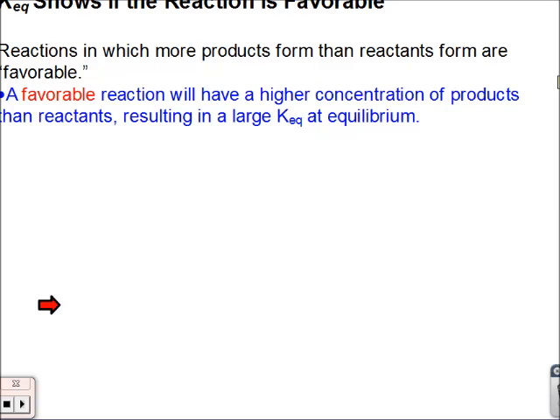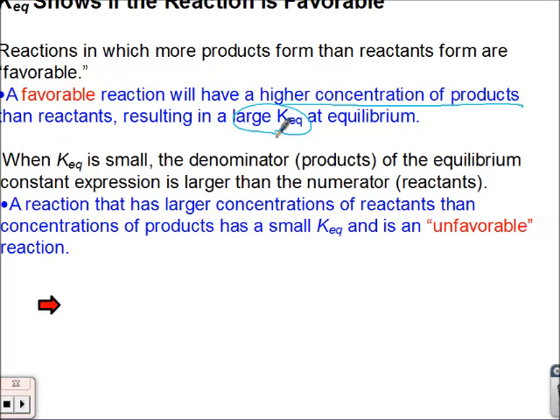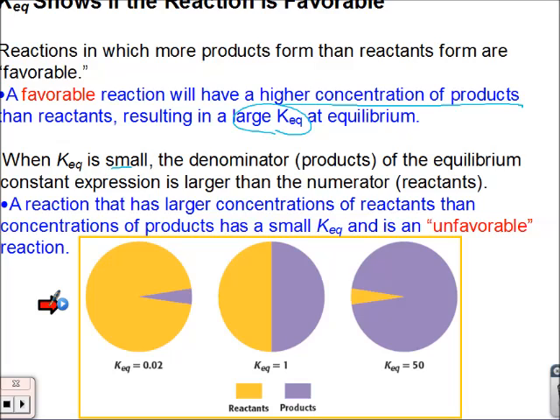The KEQ will show if the reaction is favorable. Favorable meaning it wants to go, it wants to react, it's spontaneous, it wants to go one direction. So a favorable reaction has a higher concentration of products, resulting in a large KEQ at equilibrium. If KEQ is small, that means that the denominator is going to be larger than the numerator, and I would have an unfavorable reaction.